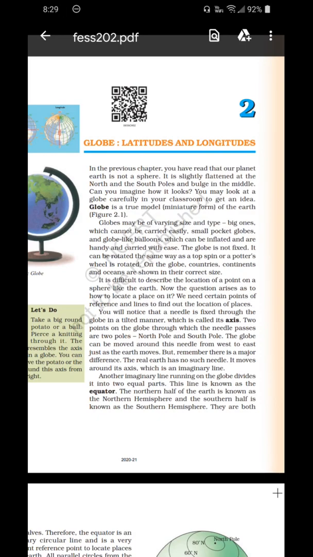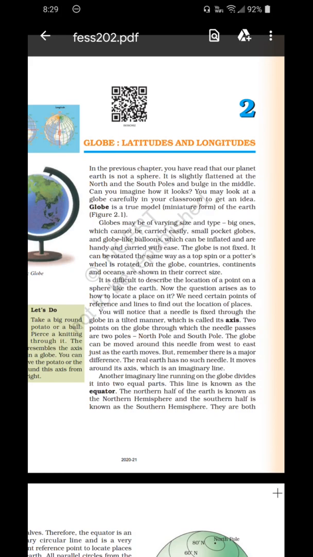Figure 2.1. Globes may be of varying size and type: big ones which cannot be carried easily, small pocket globes, and globe-like balloons which can be inflated and are handy and carried with ease. The globe is not fixed. It can be rotated the same way as a top spin or potter's wheel is rotated. On the globe, countries, continents, and oceans are shown in their correct size.